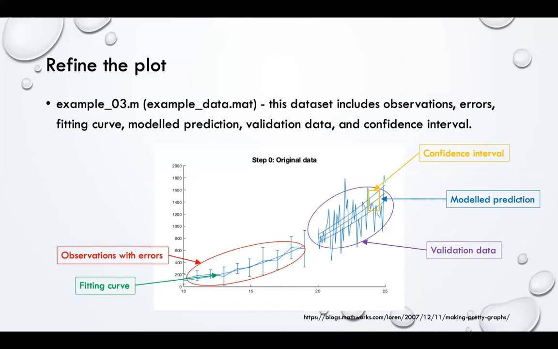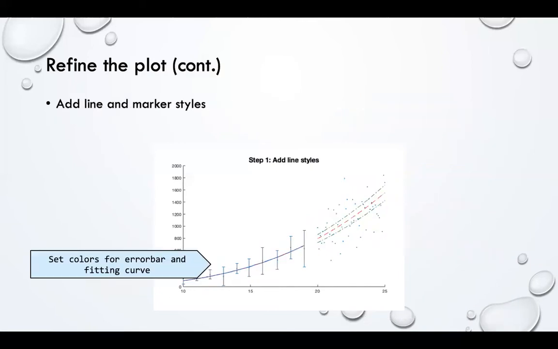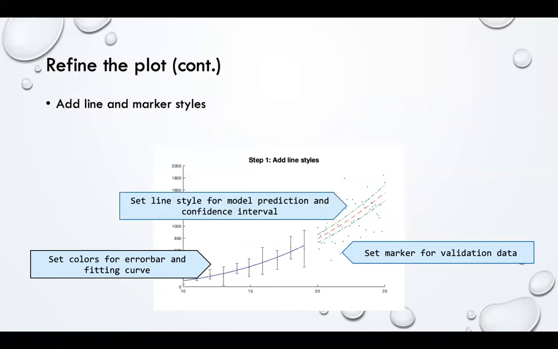So what we need to do is try to use the previous command to refine or do some plastic surgery on this figure. So the first one is we change the color. You can change the color on your arrow bar as black, and you can change the fitting curve, and you also set a marker for the validation data. And we can also use a different line style for your model prediction and the confidence interval. And the entire figure looks a little bit more clear.